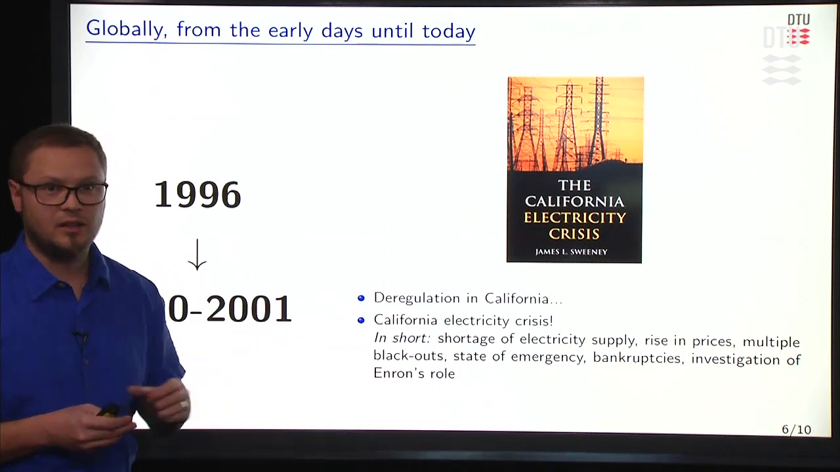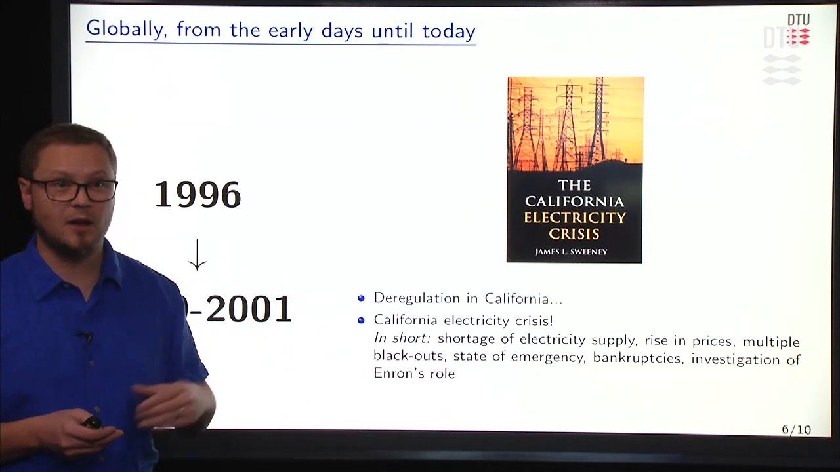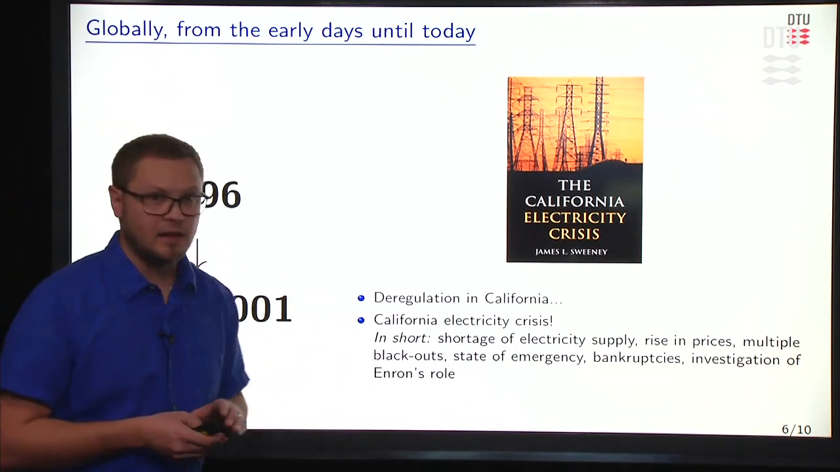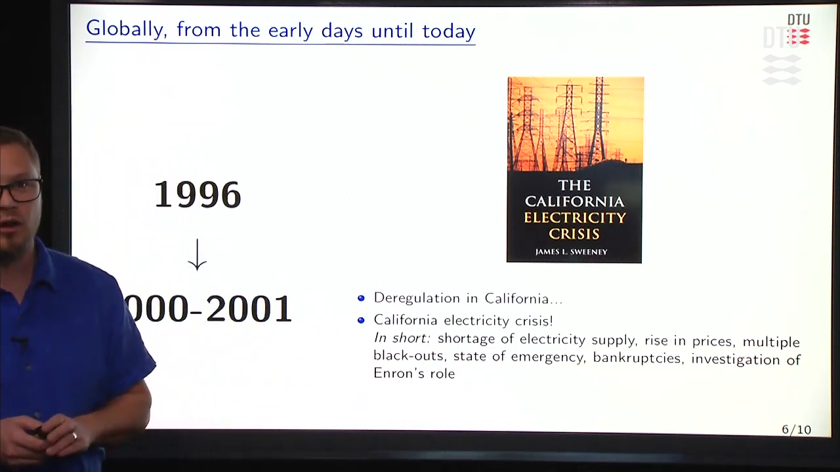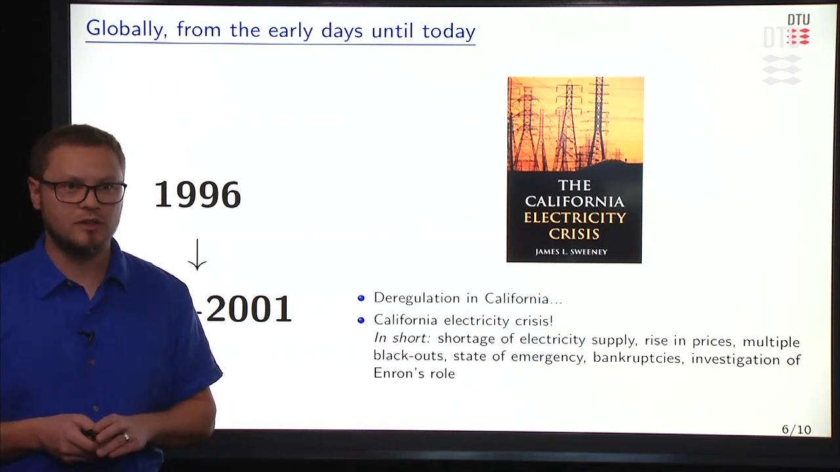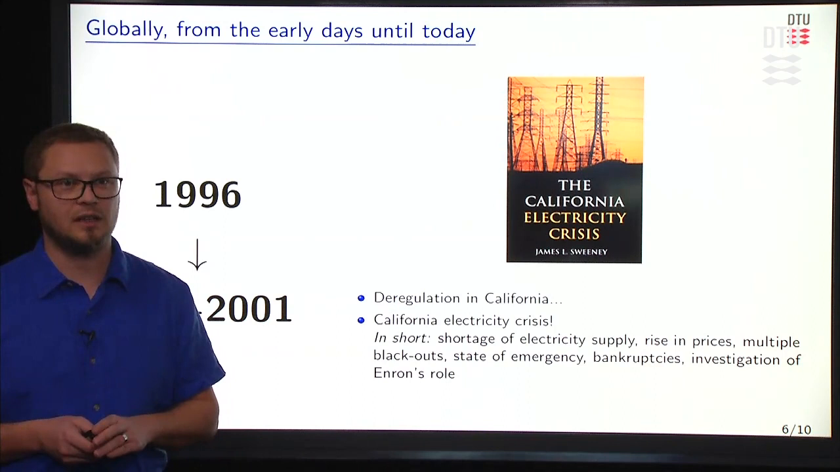Eventually, there were problems with electricity supply, shortages, blackouts, state of emergency, bankruptcies, and possibly you've heard that there was an investigation of the role of Enron in this crisis, because it is thought that possibly they were artificially controlling this shortage in the electricity market.